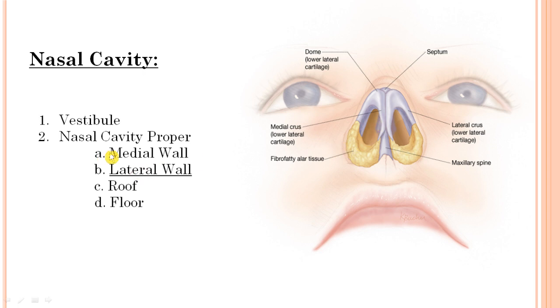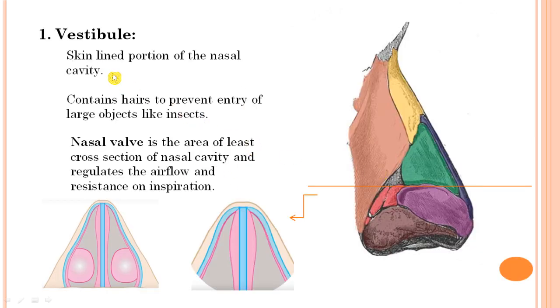Now the whole nasal cavity will have a medial wall, a lateral wall, a roof, and a floor. So that's all that it will have. Now let's talk about it one by one. Just to remind you, in this video we'll be covering the vestibule, the medial wall, the roof, and the floor, whereas the lateral wall, which is a very bulky topic in itself, we have made a separate video of. So just stay with us. First of all, the vestibule.